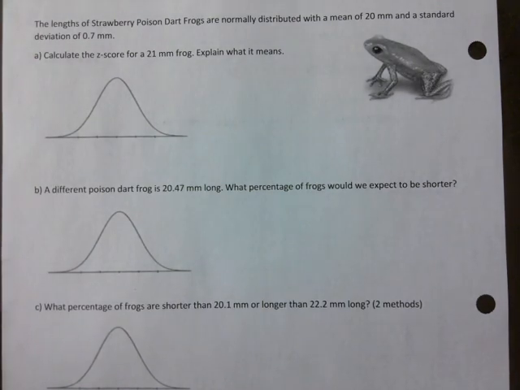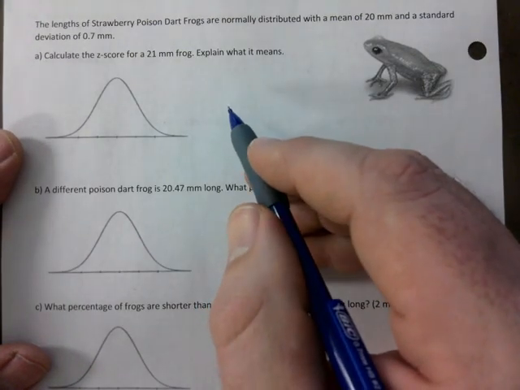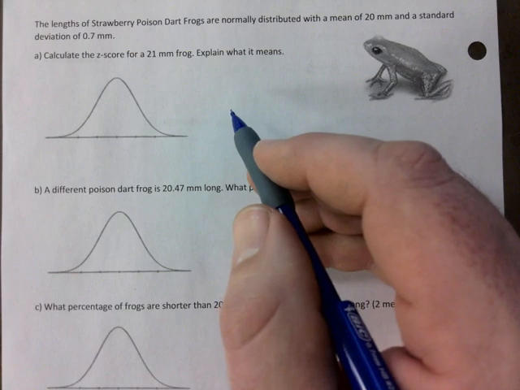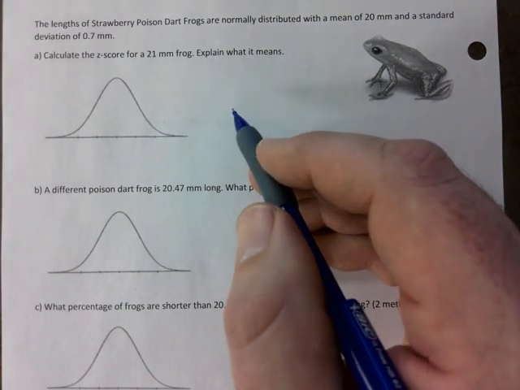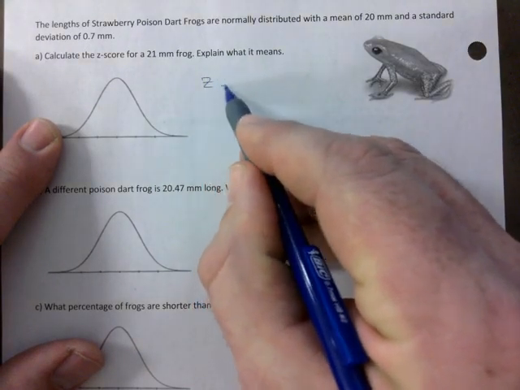Calculate the z-score for a 21 millimeter frog. Explain what this means. Can you use inverse norm like I did earlier? Do you know the percentage to the left? You don't, right? So you're stuck. In this case, you're stuck with the formula.